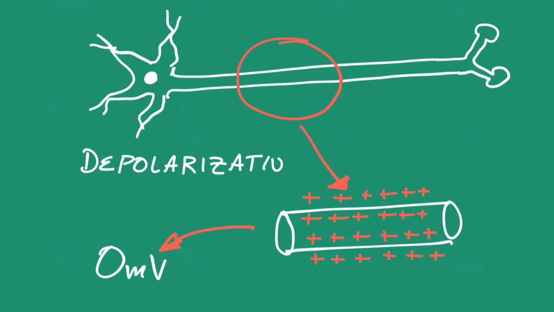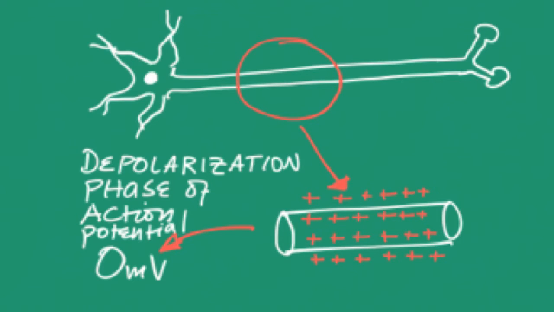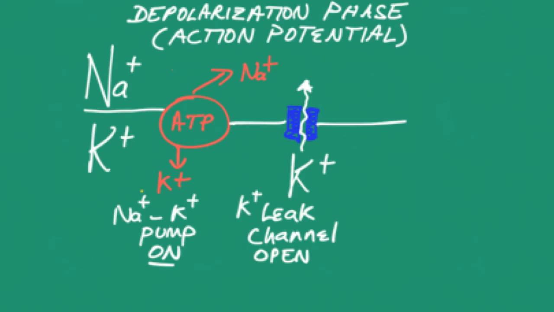This stage of the action potential is called the depolarization phase of the action potential, and actually it passes 0 and the voltage goes even higher and reaches up to plus 20 millivolts. And we'll take a look at how that happens. We need to remember that there is more sodium outside the cell and more potassium inside the cell. So in the axon, the sodium-potassium pump is still on, and sodium is being pumped out, potassium is being pumped in. The potassium leak channel is open, and the potassium slowly leaks out from the inside to the outside.